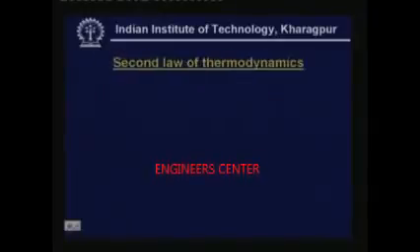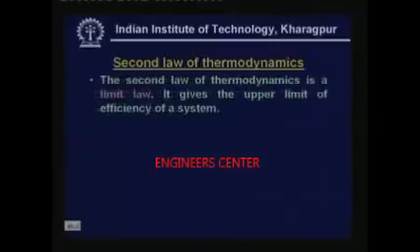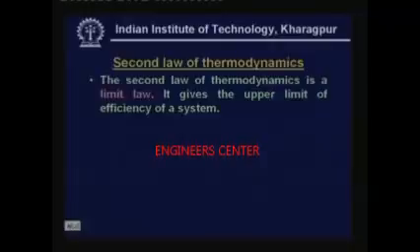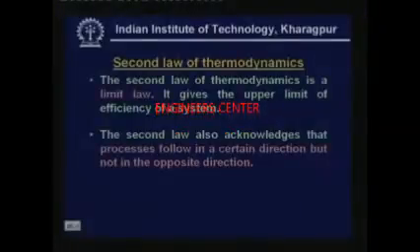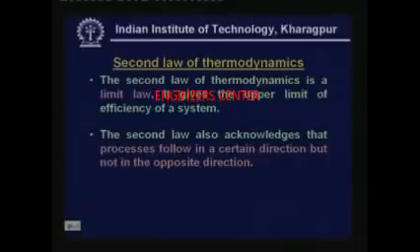Now, let us come to the second law of thermodynamics. The second law of thermodynamics is a limit law and it gives the upper limit of efficiency of a system. That means it tells you under the existing circumstances what is the maximum possible efficiency that you can think of. So, it sets an upper limit on the possible efficiency of any device or a system, and it also decides the direction of the process. That means second law says that certain processes take place only in certain direction, they cannot take place in the reverse direction. That means second law sets the limit and it also sets the direction of any process.